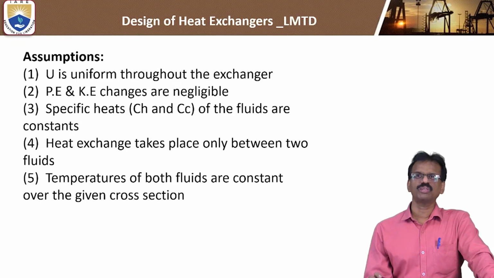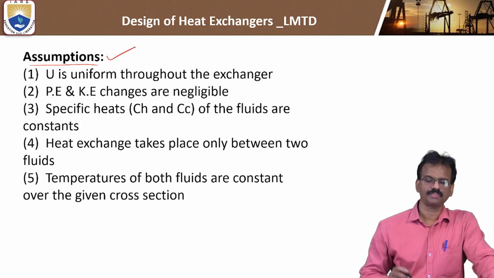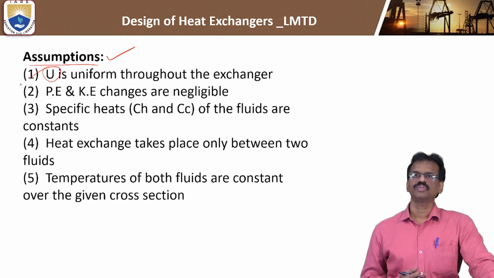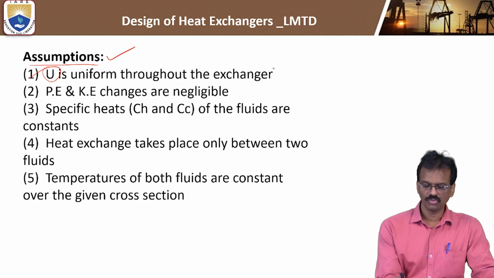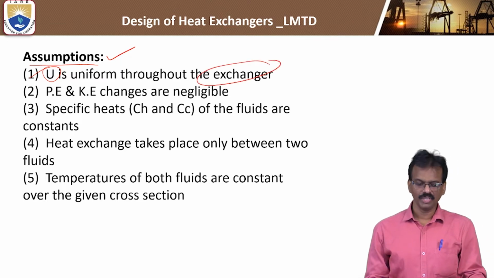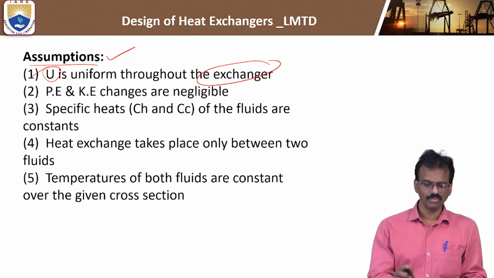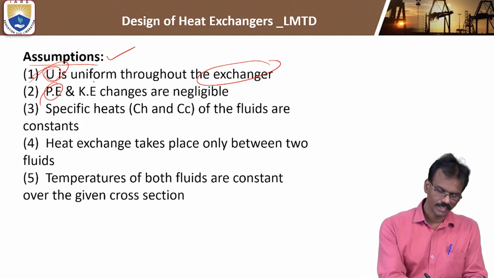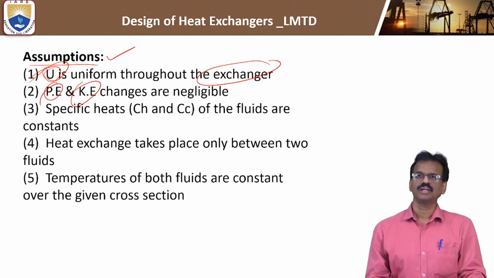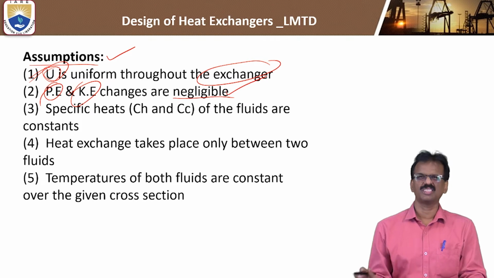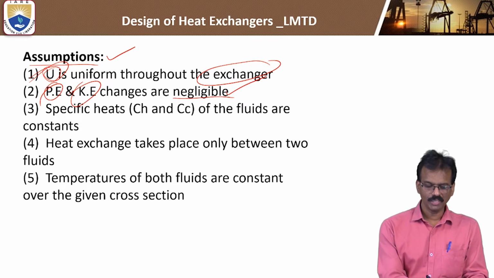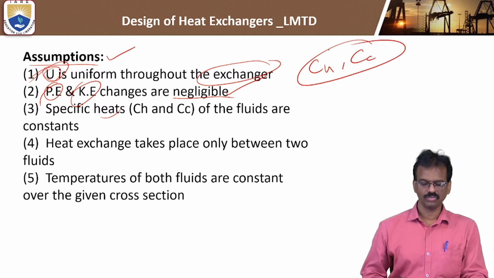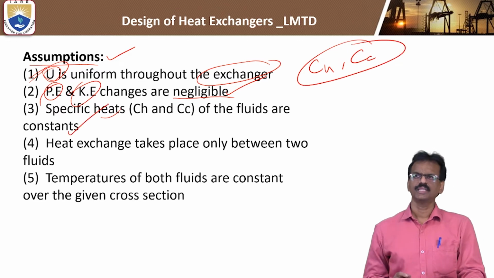So okay, before going to that, we have to consider some assumptions also. Here first, you know that U is the overall heat transfer coefficient. So U is uniform throughout the heat exchanger, because variation of the U is not considered here. Okay, we will take it as a uniform parameter throughout the heat exchanger. And the changes of the potential and kinetic energies are negligible also. We are not considering the changing of energies. Okay. Next, specific heats of the cold fluid and the hot fluid are constant values. Okay. So these are not changing.